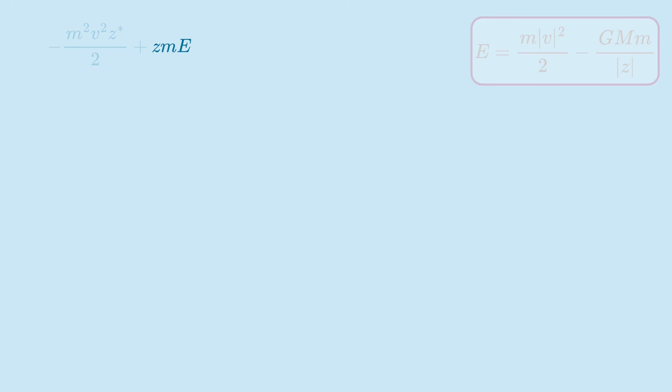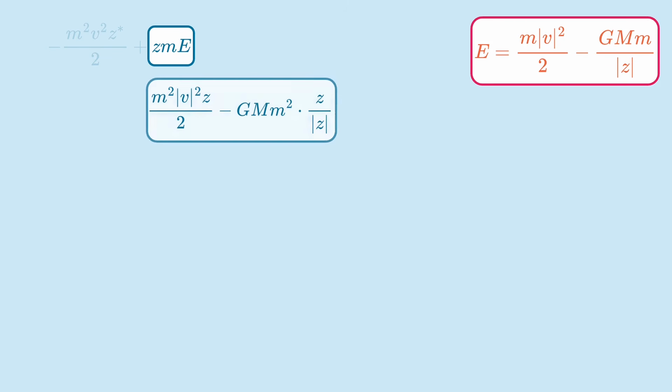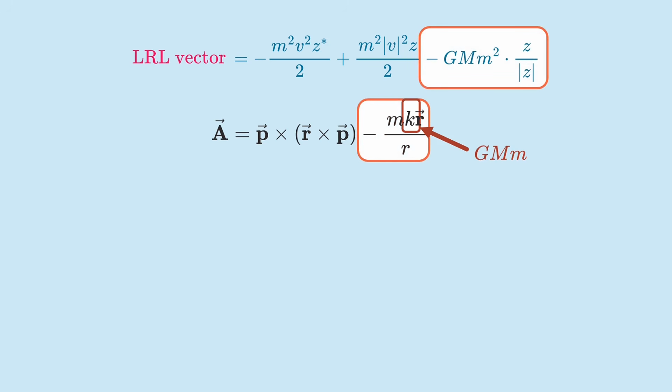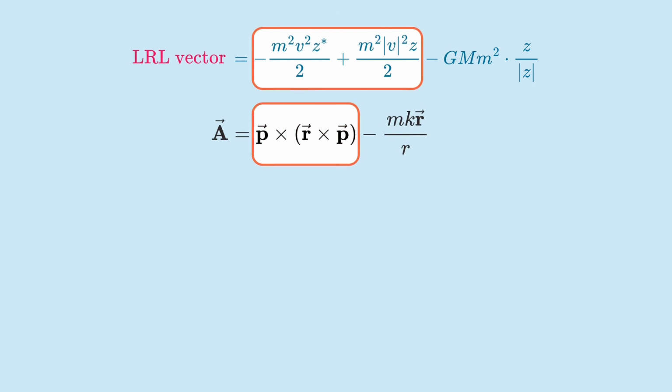We now deal with the second term using the expression for the energy E again. This step is pretty straightforward, and if we add back the first term as well, you might start to see some resemblance to the usual form of the LRL vector. This k is the proportionality constant for any inverse square law force. In the case of gravity, it is GMm, so these 2 terms exactly match each other, one in vector form, the other in complex number form. We just need to know why the other part matches the cross product.